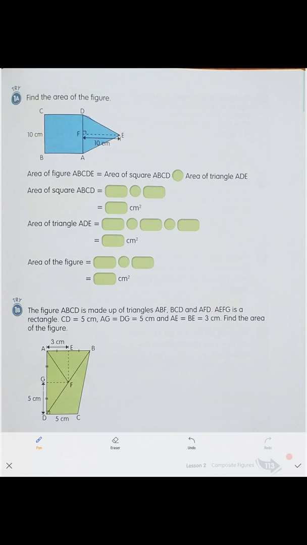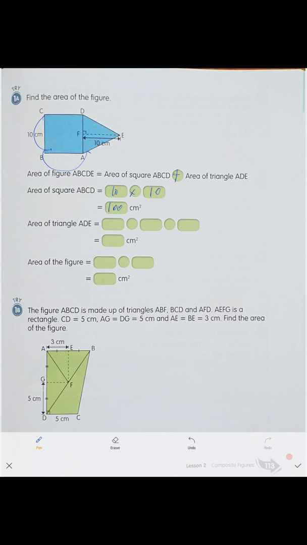Area of figure A, B, C, D, E, right? So this is how you call the composite figure, right? Is the area of the square ABCD and triangle ADE. All right. Okay, so it's plus, right? Area of the square, 10 times 10. 10 times 10 is 100 square centimeters.